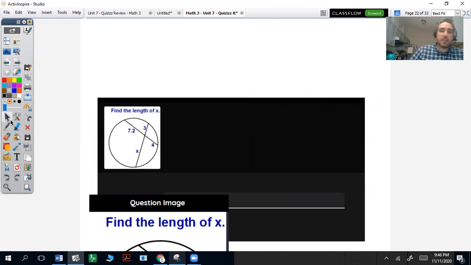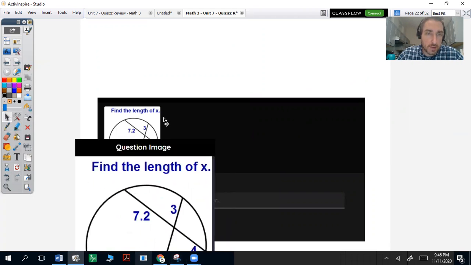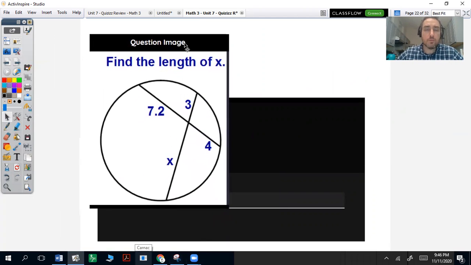Now we have intersecting chords. So we're going to find the length of X. Let me blow that up. I want to know what this length is. I'm given some lengths along the intersecting chords. Well, what we're going to remember is that the product of the two lengths here is the same as the product of the two lengths here.